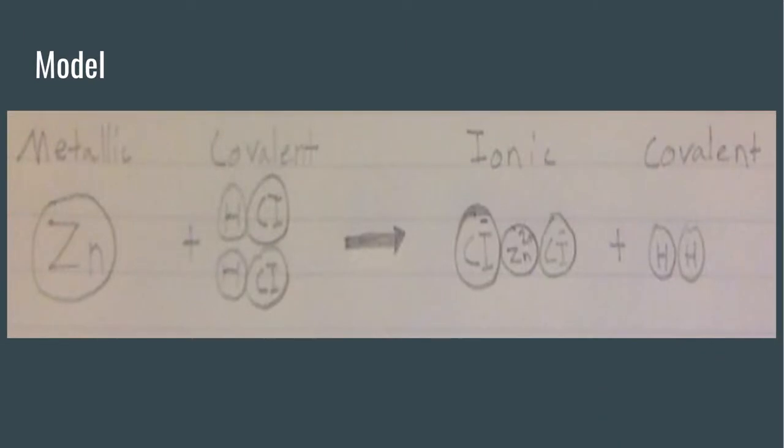Model. I modeled the reaction here. It shows zinc replacing the hydrogen. The results from the reaction show us that zinc and chlorine form an ionic bond, leaving the hydrogen, which forms a covalent bond.